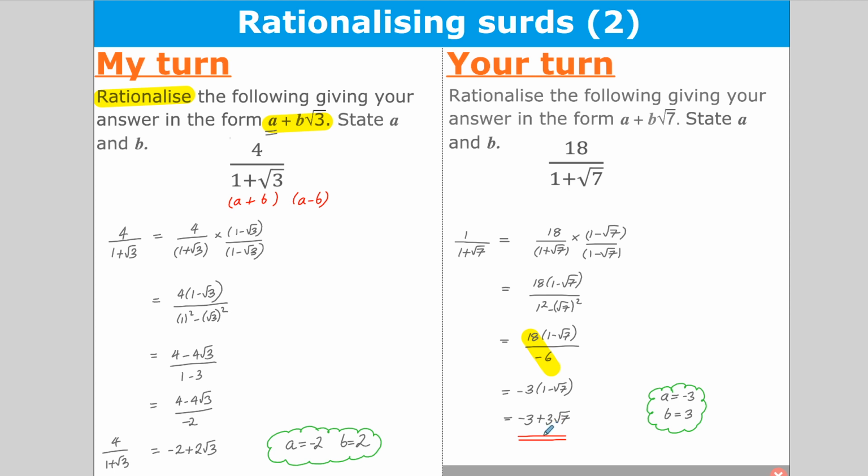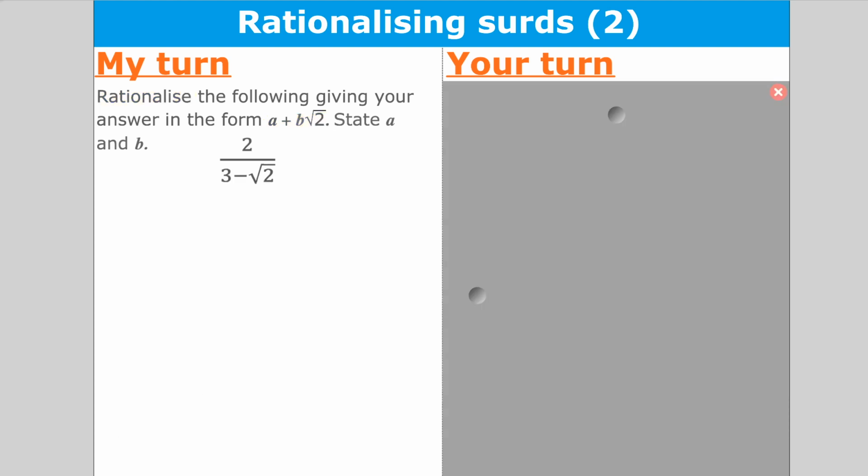Right, let's have a go at another one. A similar one, but maybe slightly more difficult. And it's going to get more difficult as we go along. So next one here. Rationalize the following, leaving your answer in the form a plus b root 2. So we're trying to rationalize 2 divided by 3 subtract root 2.